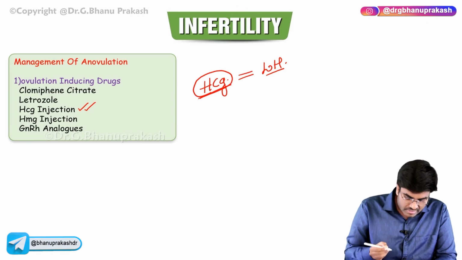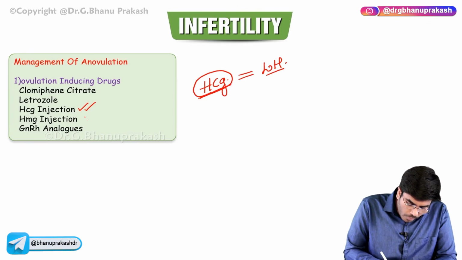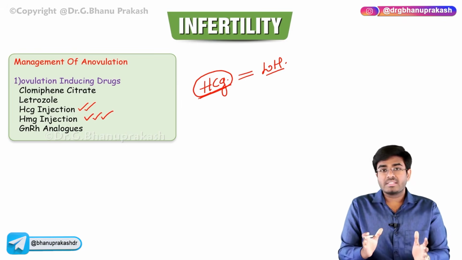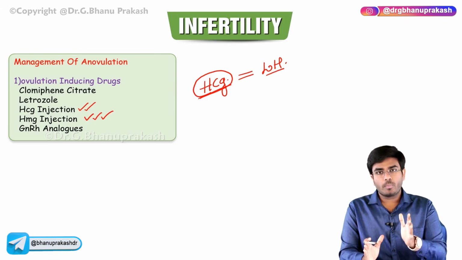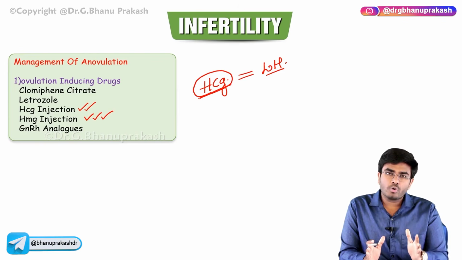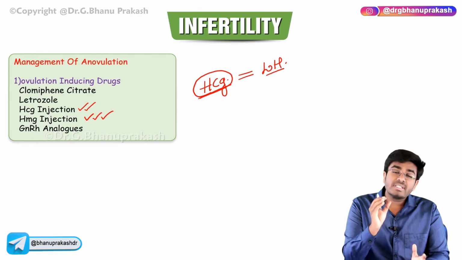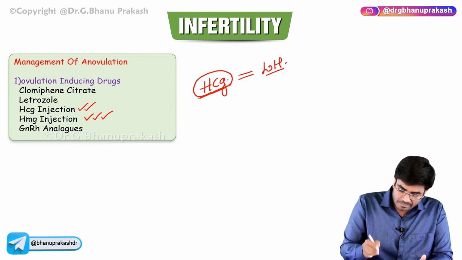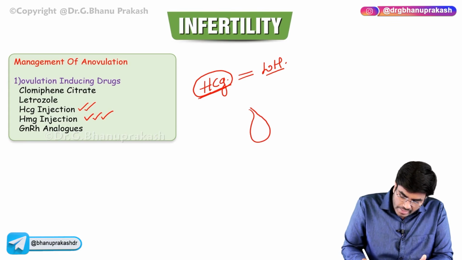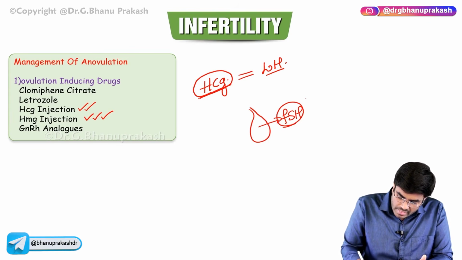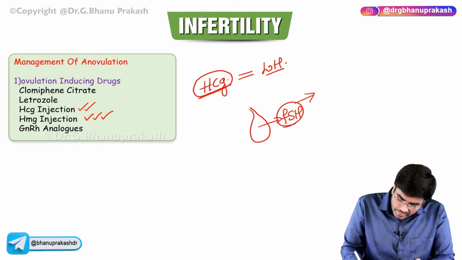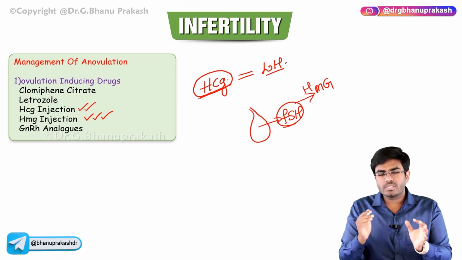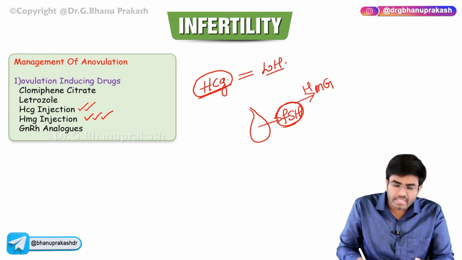Okay, so HCG injection can be given, and human menopausal gonadotropin. In the topic of menopause, I have clearly told you what exactly human menopausal gonadotropin is. Human menopausal gonadotropins are nothing but the FSH which was extracted from the urine of menopausal females. See, menopausal female urine has lots of follicle stimulating hormone. This follicle stimulating hormone is extracted and we make human menopausal gonadotropin out of it. So human menopausal gonadotropin is nothing but follicle stimulating hormone.